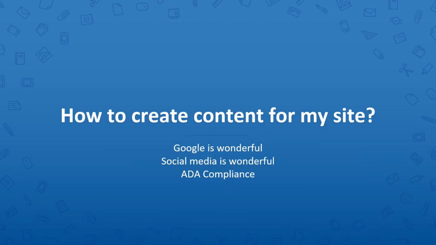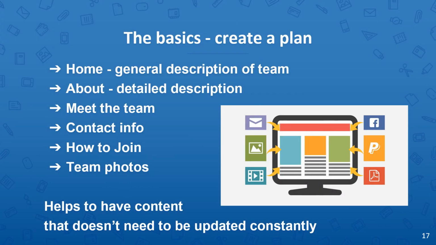Now, we'll talk about putting the content on your website. To start, you want to create a plan of what information you will want on your website. It is good to have pages such as a home page with a general description of your team, an about page with a more detailed description, a meet the team page so people can know who your team is, a page for contact info, a page with information on how to join, and a page with some team photos. It helps to put content that doesn't need to be updated constantly.